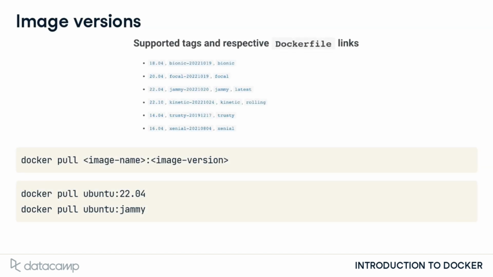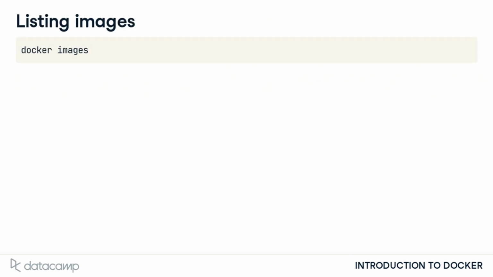We can find older versions of an image on hub.docker.com. The example you see here is for the Ubuntu image. To pull a specific version, we use docker pull, image name, followed by a colon and then the image version. A version can be a number, some text, or a combination of both. For example, if we want the 22.04 release of Ubuntu, we can use docker pull ubuntu:22.04 or :jammy.